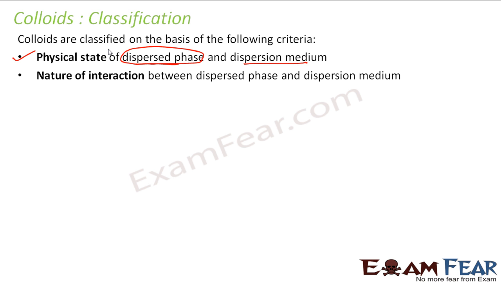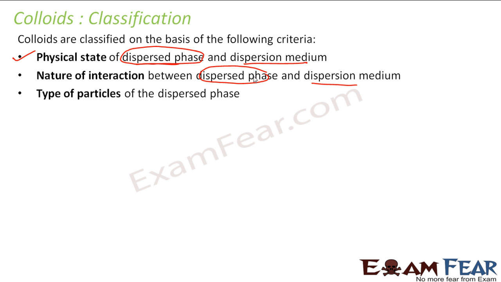The next is the nature of interaction between the dispersed phase and dispersion medium. And the third is the types of particles of dispersed phase. In all the next 15 or 20 slides which I'll be discussing, it is very critical to understand the concept of dispersed phase and dispersion medium. If you don't understand, please rewind and see my video again. So having told that, let's start with the first classification, where we classify the colloids based on the physical state of dispersed phase and dispersion medium.